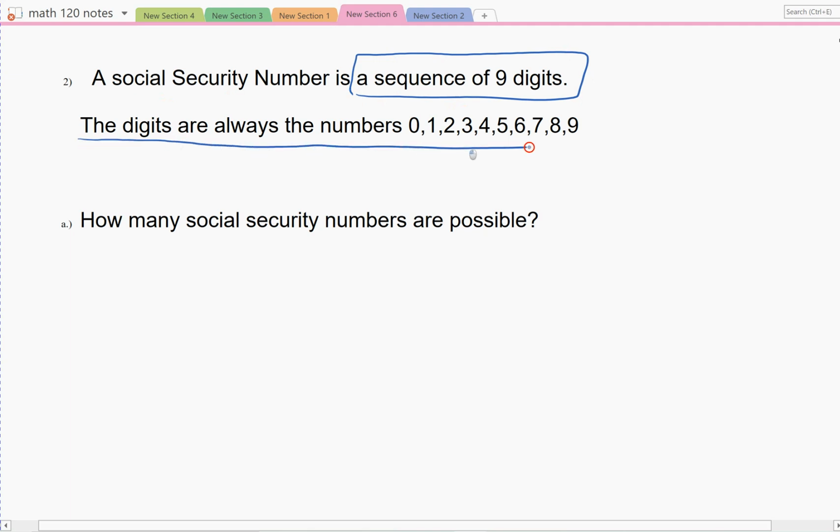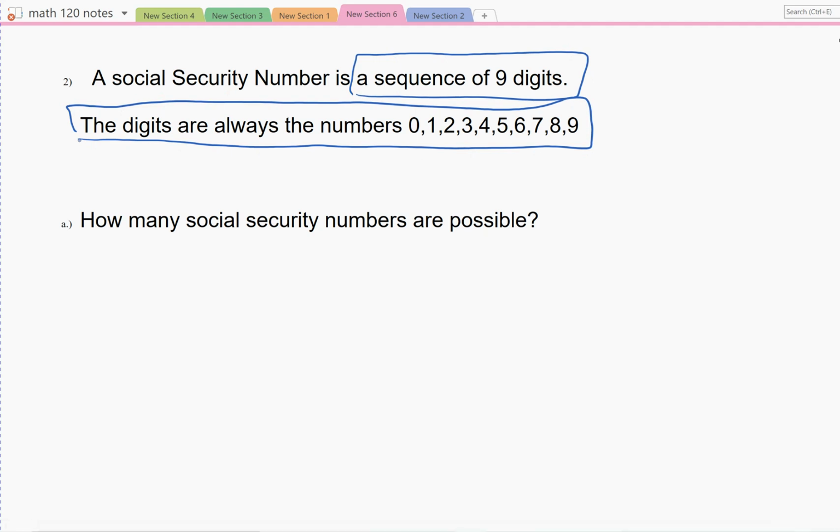Whenever we use the term digits, unless told otherwise, we always assume the digits are 0 through 9. So there are 10 digits total, right? Digits are always 0 to 9 unless you're told otherwise. And the other thing to make a note about is nowhere in there does it say I can't repeat a digit. That's what's different than the last example. Sequence still means order matters, right?